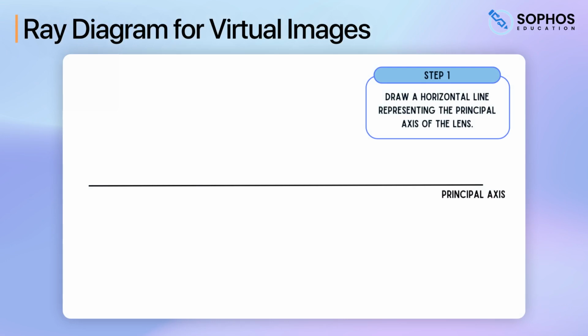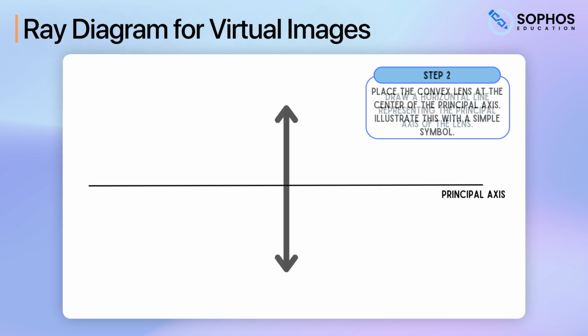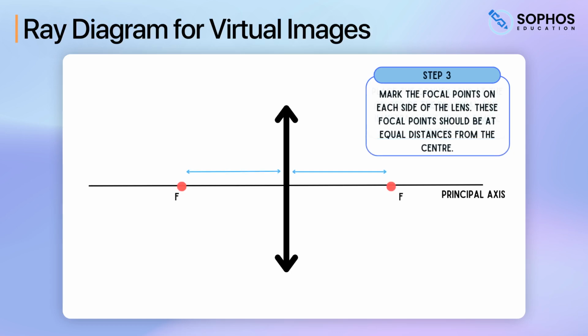Start by drawing a horizontal line across your paper. This line represents the principal axis of the lens, a baseline from which we will measure all distances. Next, place the convex lens at the center of the principal axis. Illustrate this with a simple symbol, usually a shape with arrows pointing outward to show that it is a convex lens. Then, identify and mark the focal points F on either side of the lens.